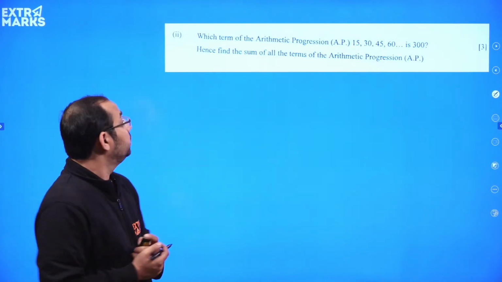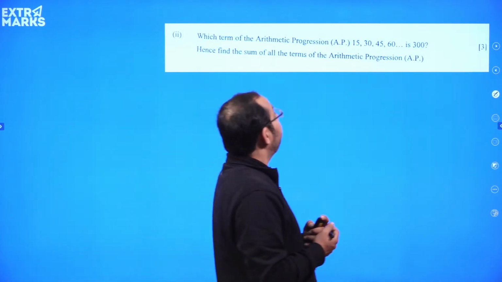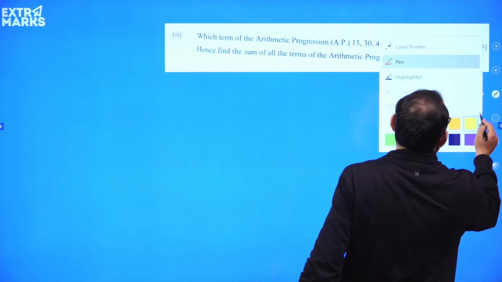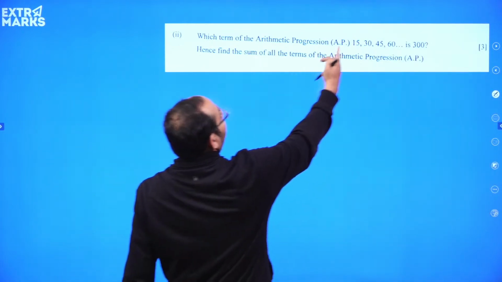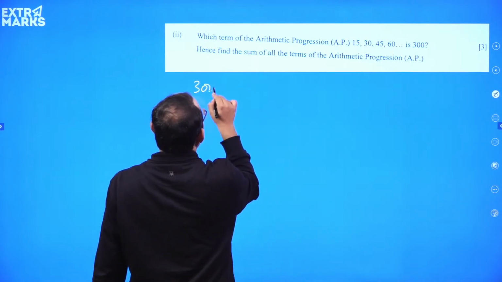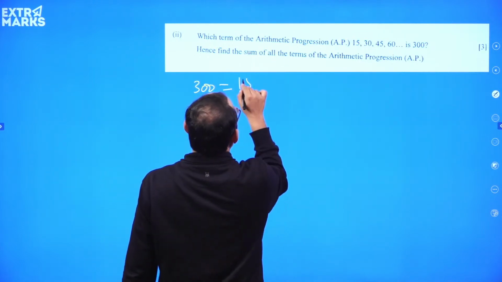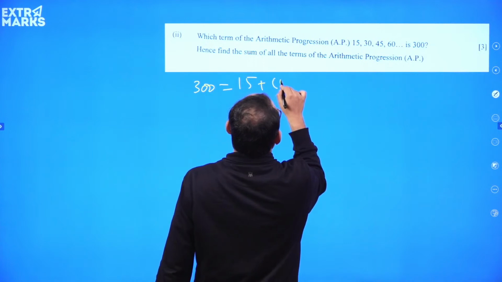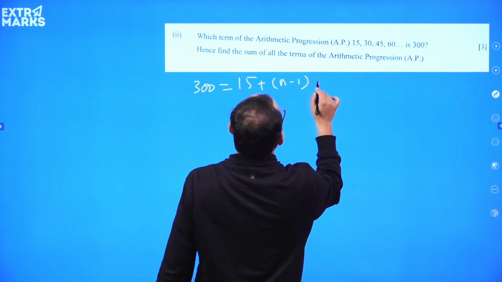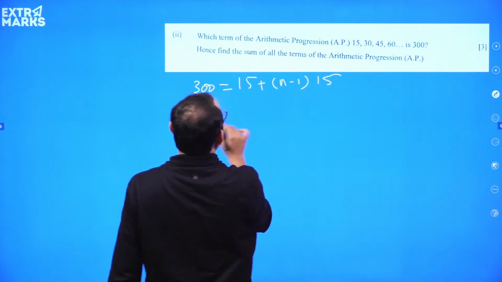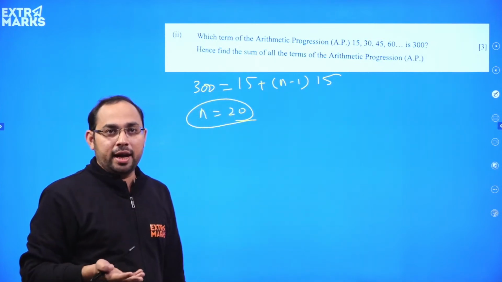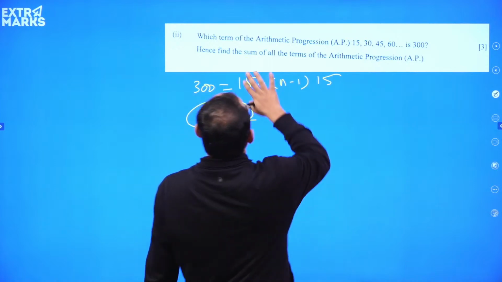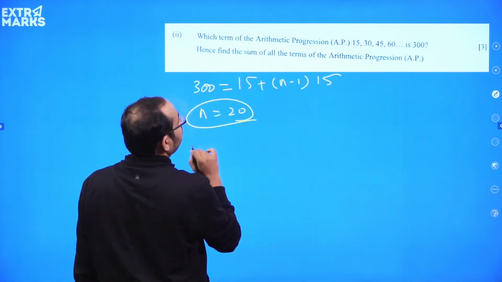Okay, let's move forward. Now, which term of the AP is 300? I will not get much into it. On solving, you will get the answer. 300 is equal to 15 plus n minus 1 into d, which is also 15. On solving, n comes equal to 20. So the 20th term is our 300. Then they asked to find the sum, find S20.